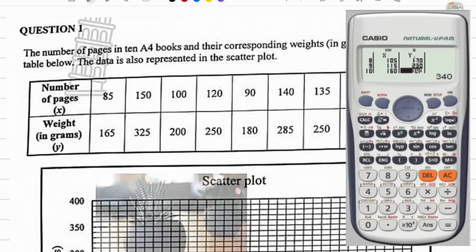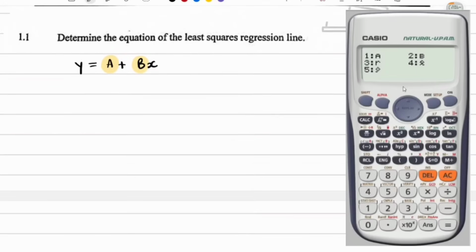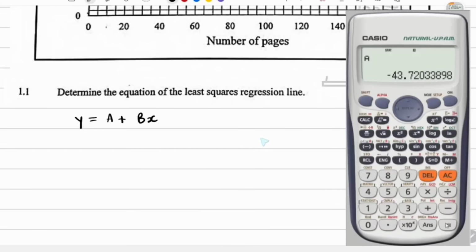After putting the values in, to record this data, you're going to press, first of all, AC, then Shift, and then 1. Now, because we are looking for the equation of the least squares regression line, you're going to go for number 5, which says REG for regression. As you can see, we have A and we have B. To find the value of A, we say 1 is equal to. Now we know our A value is negative 43.72.